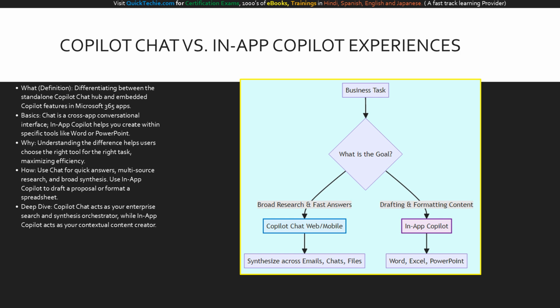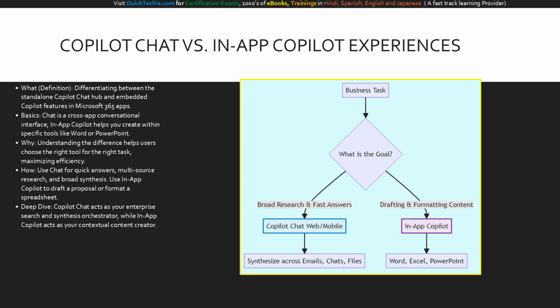How do you guide your teams? Instruct them to use Copilot Chat for quick answers, broad research, and synthesizing information across multiple sources. Instruct them to use in-app Copilot when they need to draft a specific proposal or build a presentation deck. The deep dive takeaway: Copilot Chat is your enterprise orchestrator and search engine, while in-app Copilot is your dedicated content creator. This decision tree is an excellent training tool for your workforce.